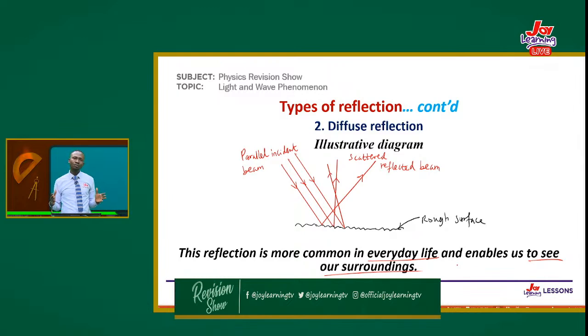So now, if I should ask you to maybe tabulate, or give two differences between specular reflection and diffuse reflection, you should be able to tell me the manner in which the reflection is done. In specular reflection, parallel reflected beams are produced, right? In diffuse reflection, scattered reflected beams are produced. You can say that specular reflection occurs on a smooth surface. Then diffuse reflection occurs on a rough surface. So for our revision, at least, we know what specular reflection is, we know what diffuse reflection is, and we know how they occur and some differences. Let us move ahead and look at some other things.